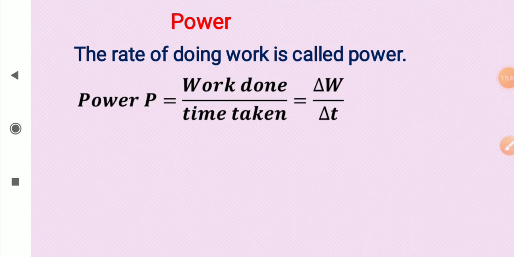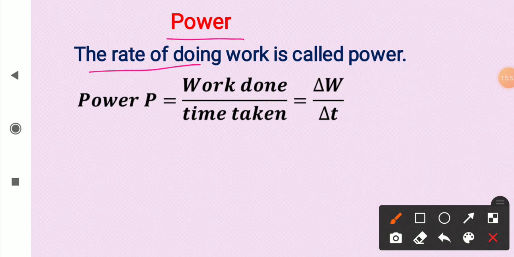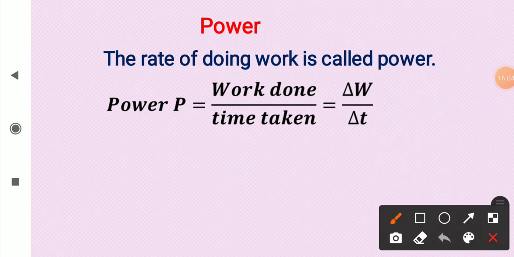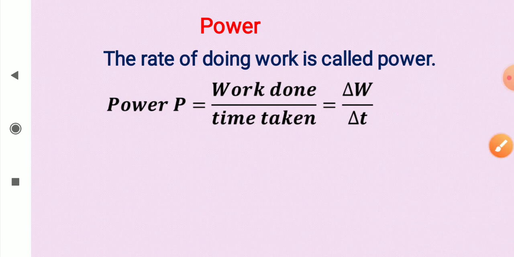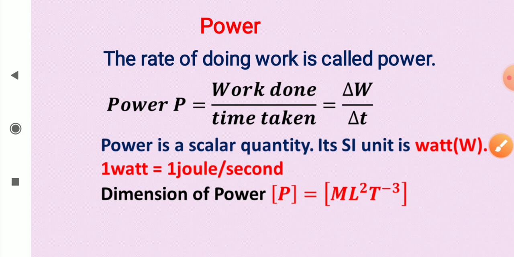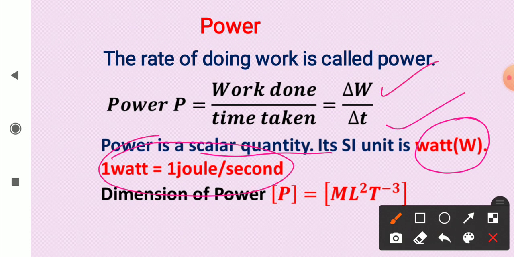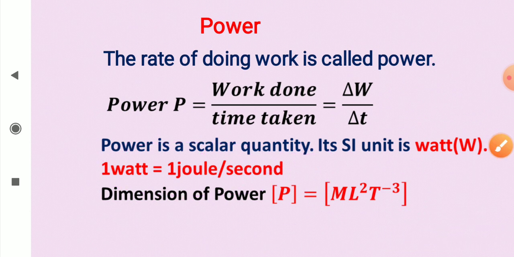So power is the rate of doing work, and power means work done per unit time. If delta W is work done in time delta T, power is work done upon time taken, and power is a scalar quantity. Its SI unit is watt, and 1 watt is equal to 1 joule per second. The dimension of power is M L squared T to the power minus 3.